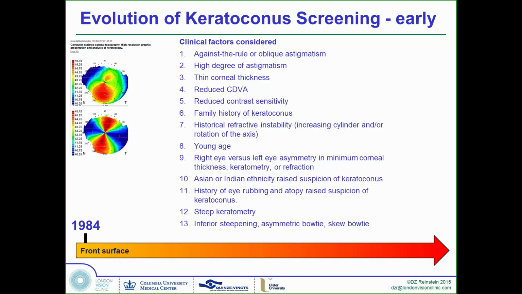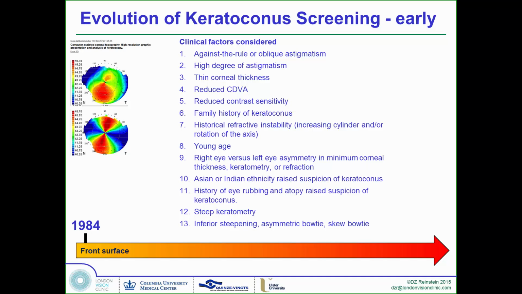whether there was reduced corrected distance visual acuity, whether the contrast sensitivity was reduced for what you'd expect for their age, whether there was a family history of keratoconus, even though only 4% of keratoconus runs in families, and of course a history of refractive instability, particularly if there was increasing cylinder over the years or shifting or rotation of the axis of the cylinder. Obviously younger patients increased your suspicion, whether there was right eye versus left eye asymmetry in the amount of astigmatism or the orientation of the astigmatism, or there was asymmetry in the thickness or the keratometry or the refraction.